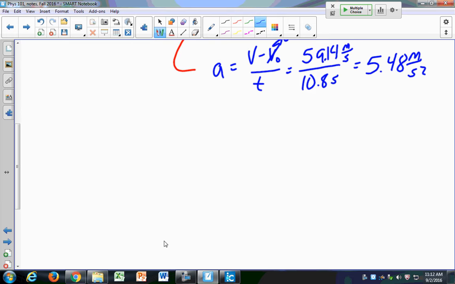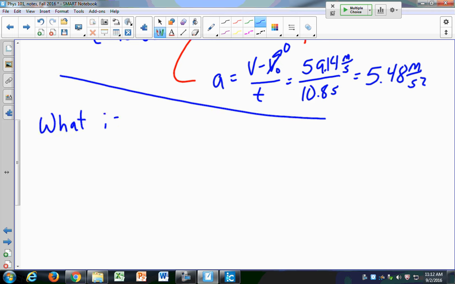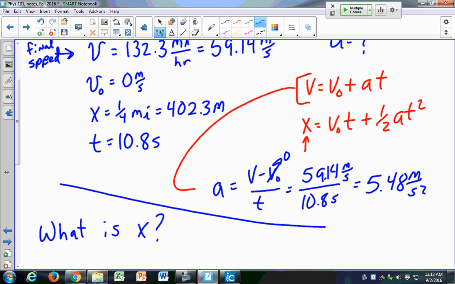Now next I want to figure out what is the displacement. Now I know that we already know what is the displacement, but just bear with me, and I want to illustrate something with this. How would you figure out the displacement? Let's say that we did not know this. How would you find the displacement? Would you use the top or the bottom? Bottom. And you know everything in this, right? We know v naught, we know t, we know the acceleration now because we just calculated it. And so now I can find out what is x.